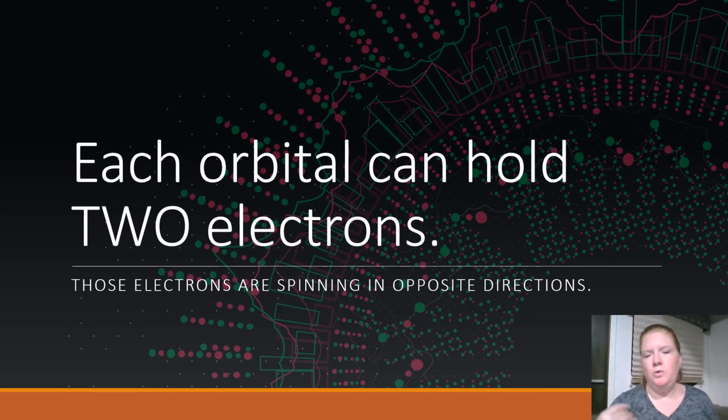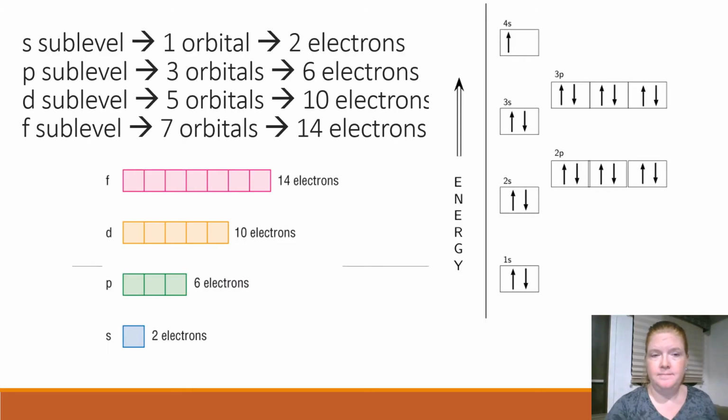Each orbital can hold 2 electrons, and those electrons are spinning in opposite directions. So one electron spinning this way, the other one spinning this way, okay? So the S sublevel has 1 orbital, it means it can hold 2 electrons. P, there's 3 orbitals, so that means 6 electrons. D, 5 orbitals, 10 electrons. F, 7 orbitals, 14 electrons. So conceptually, you should understand that each orbital can hold 2 electrons, and those electrons are spinning in opposite directions.